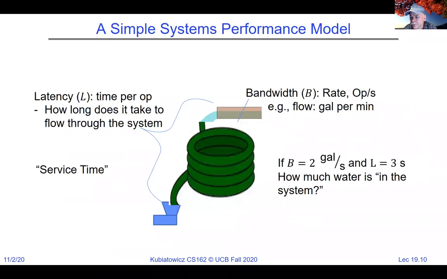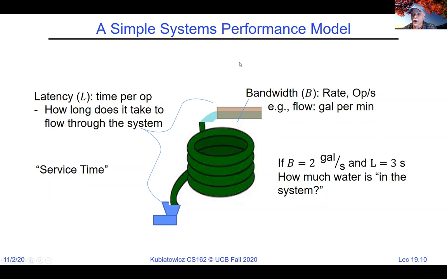So let's put together a little bit of a simple performance model. So here we have a hose, okay? We have the latency L, which is the time per operation. So how long does it take to flow all the way through the system? That's L. So the latency is from the point where a little particle of water comes in at the top until it goes through and comes out the bottom. That's L.